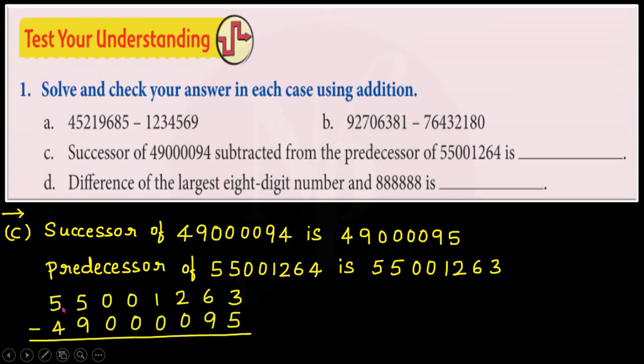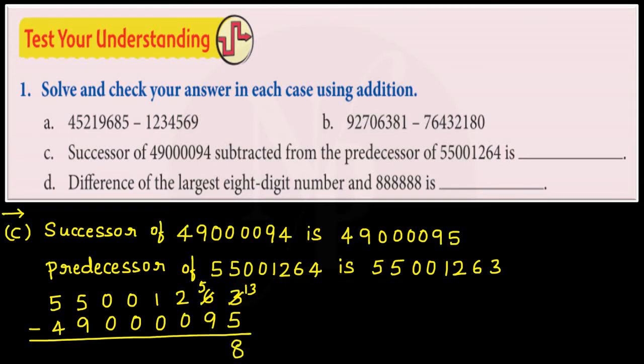So I have written the numbers one below the other for subtraction. Let us subtract now. So starting from ones place. Subtracting 5 from 3 is not possible. We have to regroup here. So this 6 tens now will become 5 tens, and this will become 13. Subtracting 5 from 13, you get 8.